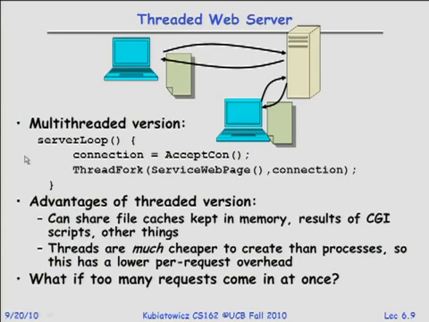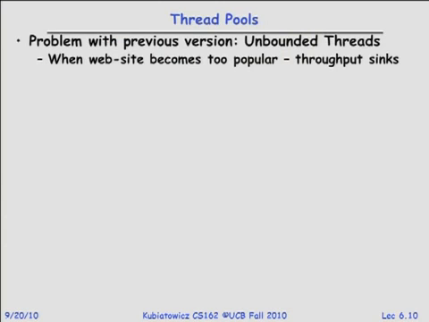We could do something called a thread pool. So the problem with the previous version is the unbounded thread problem. And so what do we do? We bound the threads. Okay, so we say, well, instead we allocate a pool of threads. And that's the maximum level of multi-programming we want going on at any time, 10, 20, whatever the number is.